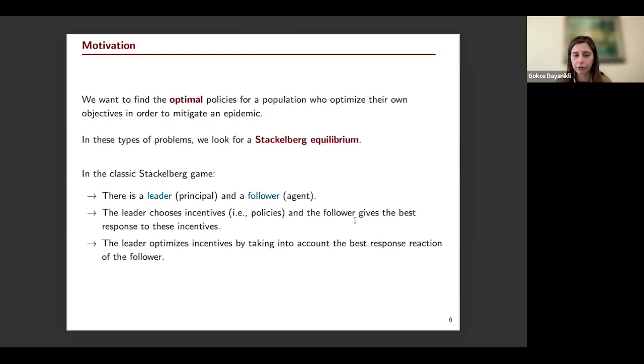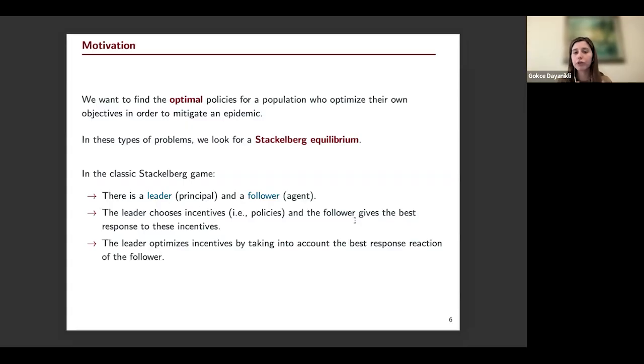So what is a Stackelberg equilibrium? Many people here are experts on this, so I'm sure they can explain it much better than me. But for the people who are not very familiar with the term, let me introduce what it is. In the Stackelberg game, in its classic form, we have only two players. The first one is the leader, whom I call the principal in this talk most of the time. The second one is the follower, whom I call the agent. The leader normally chooses some incentives, or you can think of these as policies, and the follower gives the best response to these incentives.